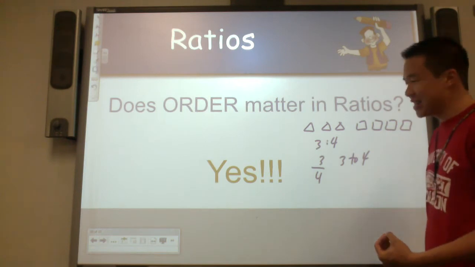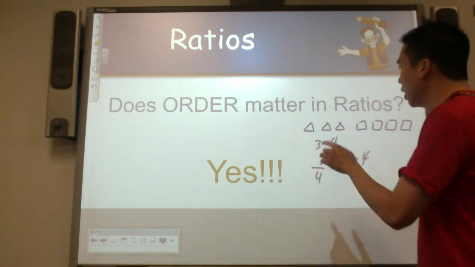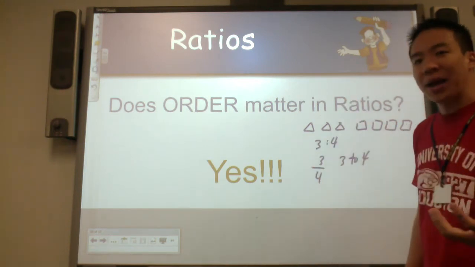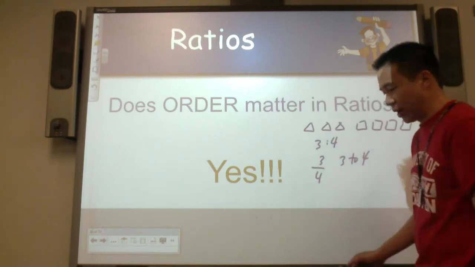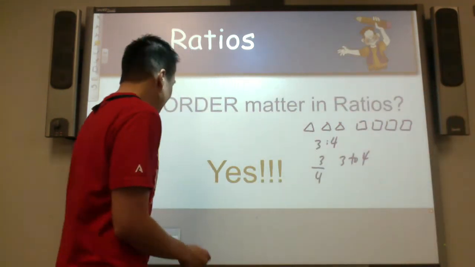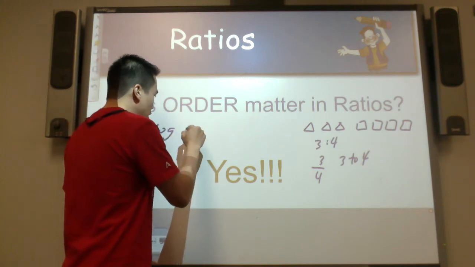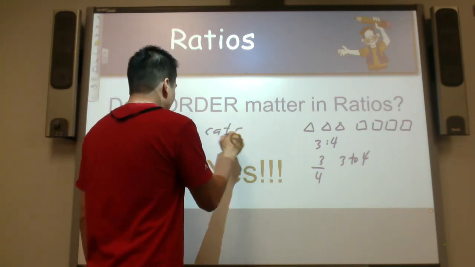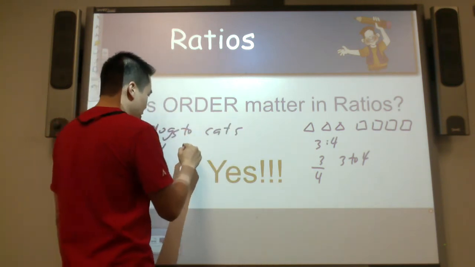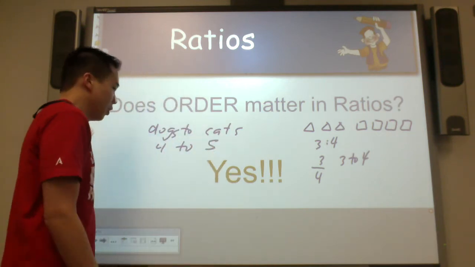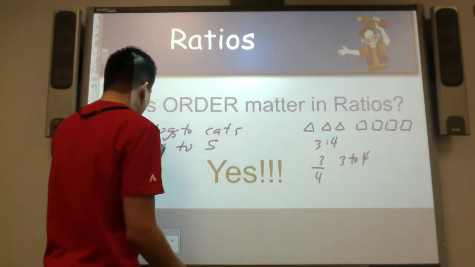As I specifically said, I wanted you to find a ratio of triangles to squares. I want you to compare the triangles to the squares. So order does matter. For example, if someone said dogs to cats in this room, there's 4 to 5. Or no, let's make it improper. Let's make it this way.